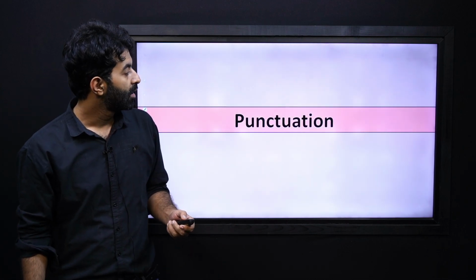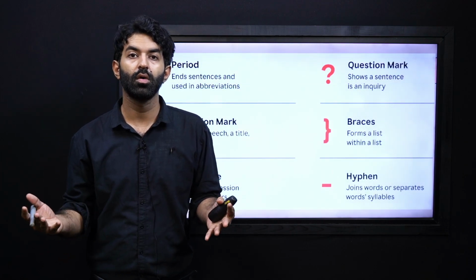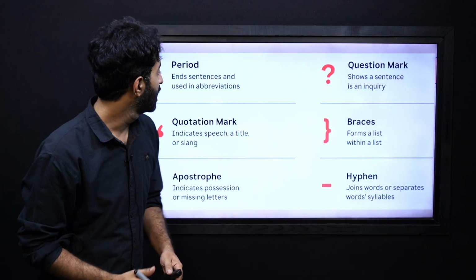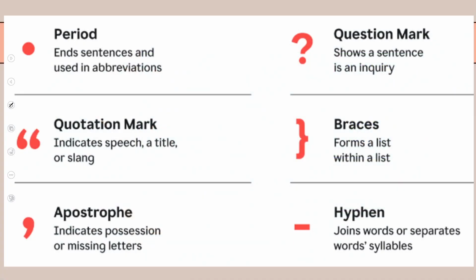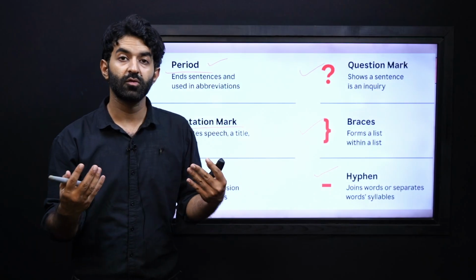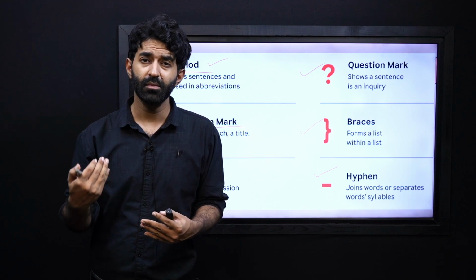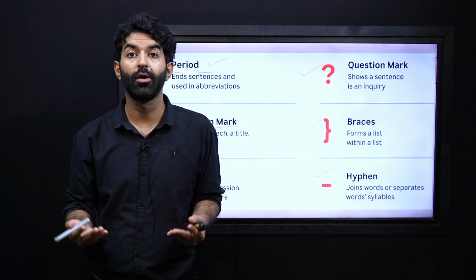Now, let's talk about punctuation. We are familiar with the punctuation marks, and here they are. We have period or full stop, quotation marks. They look like this, and they are always enclosed. They work together in pairs, on both sides of the words. We have apostrophe, question mark, braces or brackets, and also a hyphen. Now, period is what we use mostly at the end of the sentence or with contractions as well.